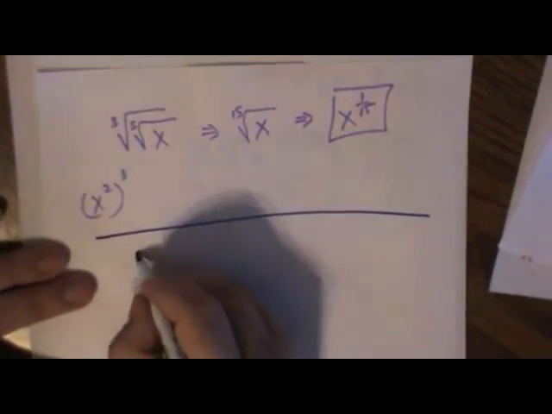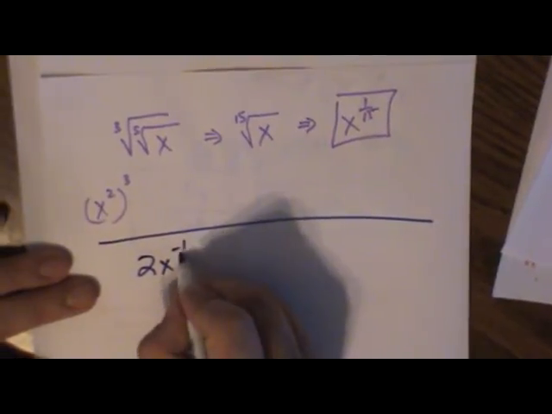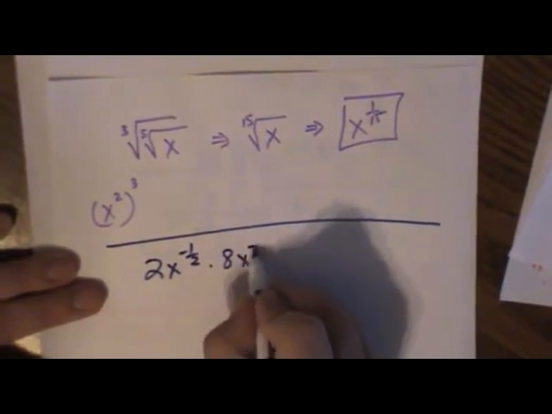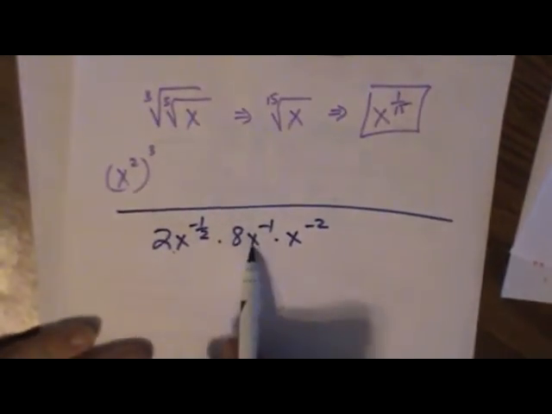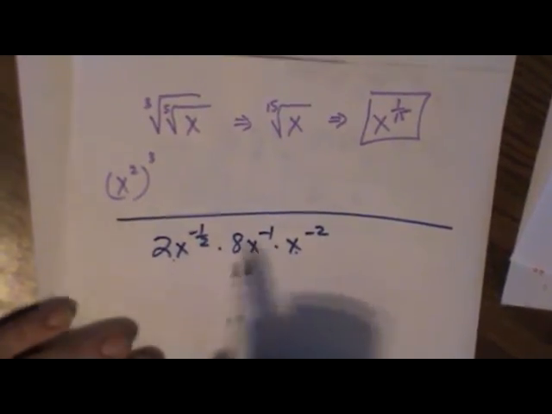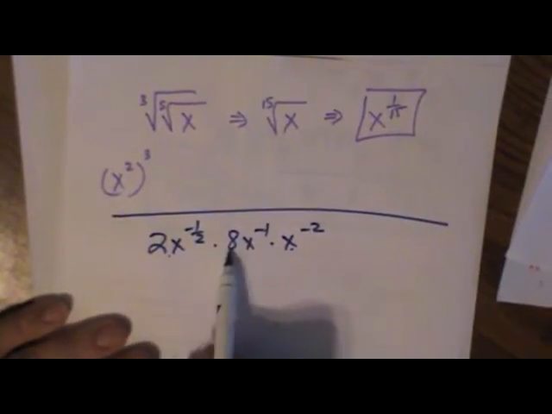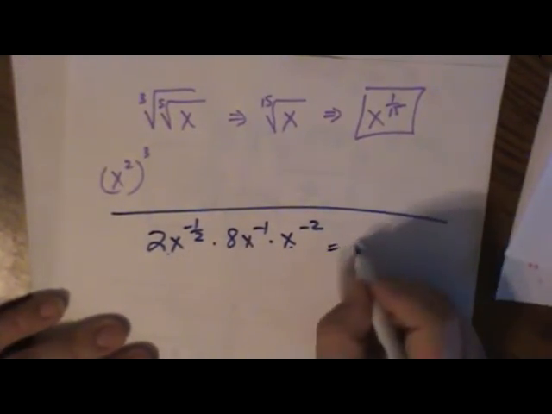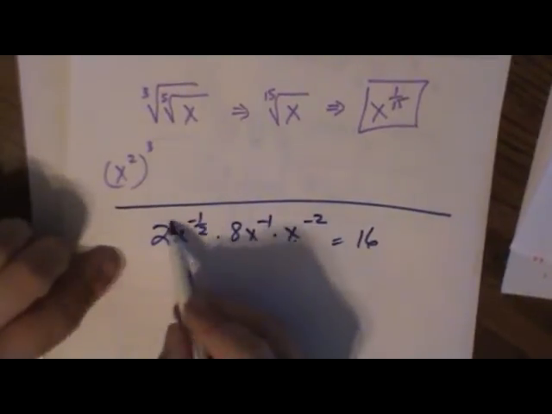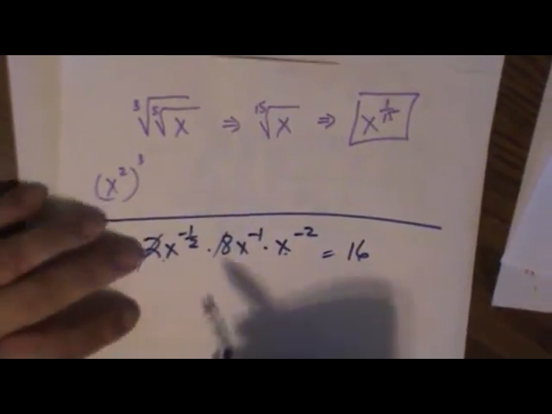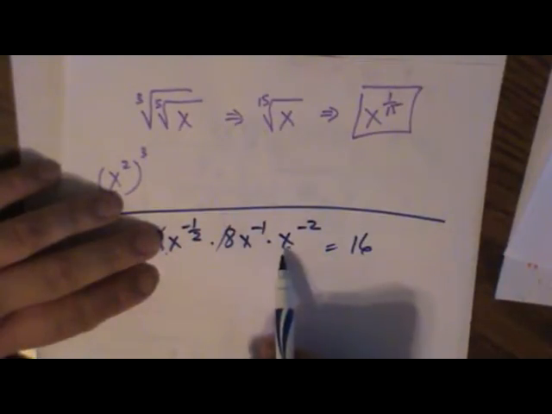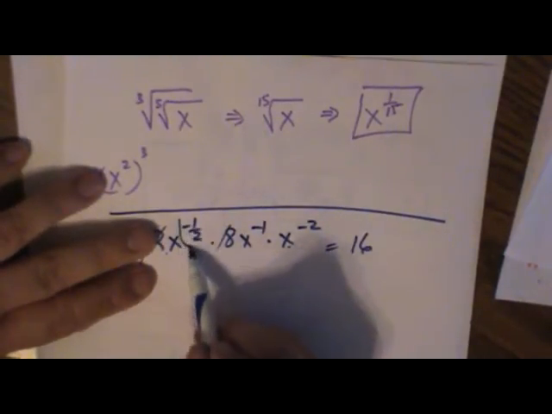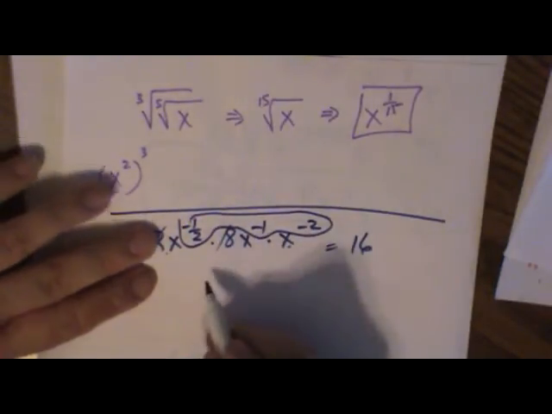So let's try one more. Times 8x to the negative 1 times 8 to the negative 2. Okay, we have bases here. Those are the same variable, and they're multiplying together. We have 2 times 8, which is 16. So we take care of those. Now, anytime you have the same base that are multiplying together, you can take the exponents and add them together.